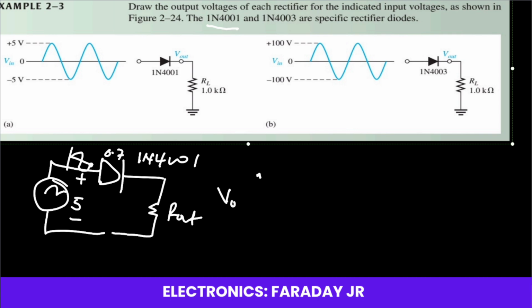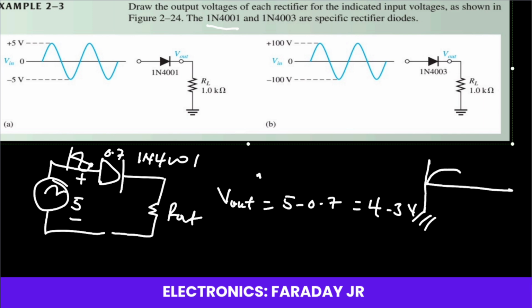So our V out would have been equal to 5, but because of the voltage drop of 0.7, we get 5 minus 0.7, which gives us 4.3 volts output. The output voltage will be this: the positive half cycle is kept, the negative one is not allowed, and we get another positive here. The peak gives us 4.3 volts. That's how to draw it.